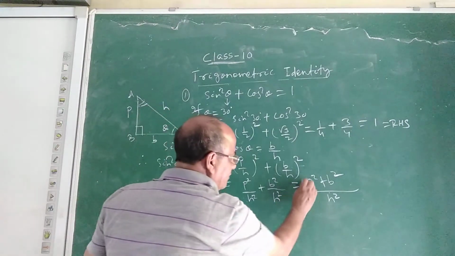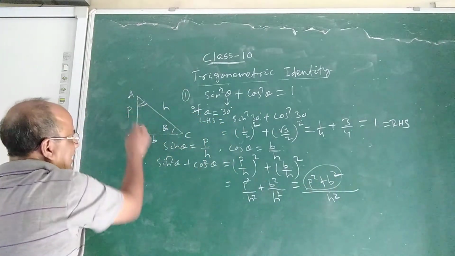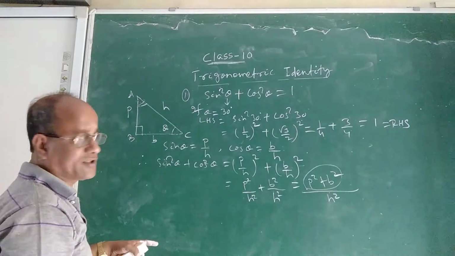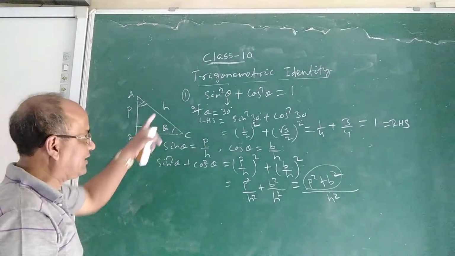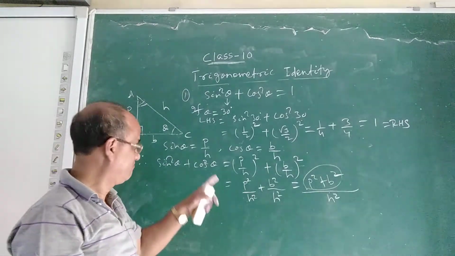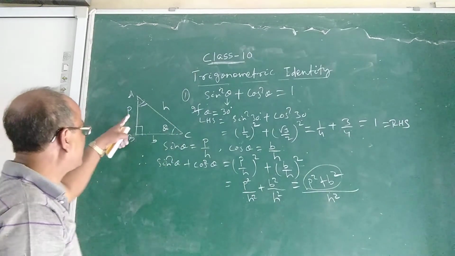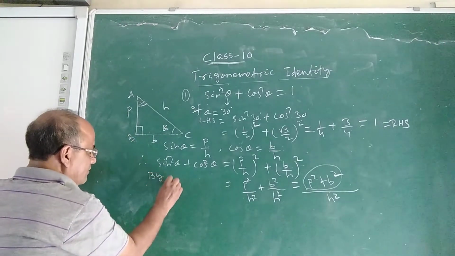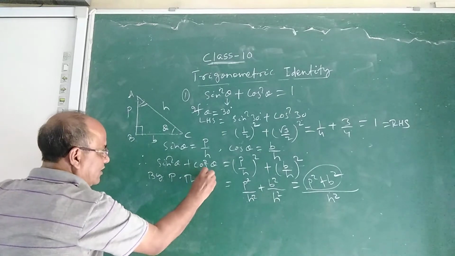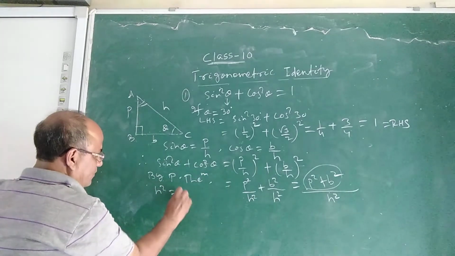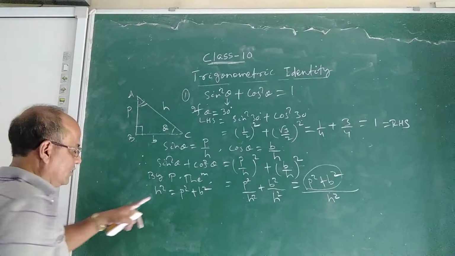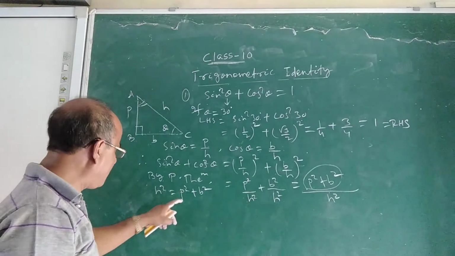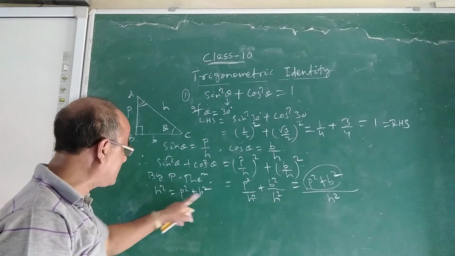Now see this P square plus B square. Since this is a right triangle, since ABC is a right triangle, you can apply Pythagoras theorem. You know what is Pythagoras theorem? Pythagoras theorem says that square of hypotenuse is equal to square of perpendicular plus square of base. So we can write by Pythagoras theorem, H square equal to P square plus B square. Square of hypotenuse equal to sum of the squares of perpendicular and base. Now put this value, P square plus B square equal to H square.